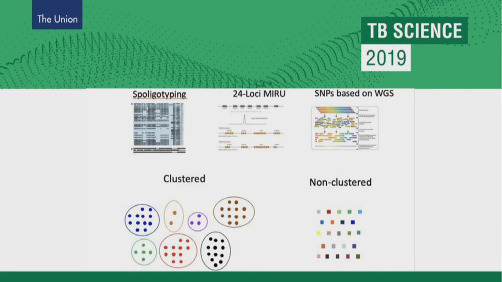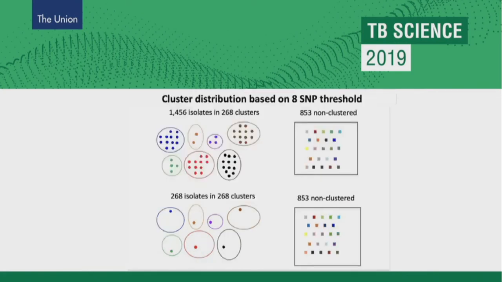And then, of course, we decide whether the patients are in a cluster defined either by similarity or identity of MIRUs. But in this case, we used an 8 SNP threshold to call people as belonging to a particular cluster. And then people who are unclustered did not share a whole genome sequence or even come within 8 SNPs of any other of the strains in this large data set. So when we look at it that way, we found there were 1,456 isolates in 258 clusters and about 853 non-clustered cases. And we chose one isolate from each of those clusters to include in this evaluation because we didn't want to over-represent the same genome multiple times.